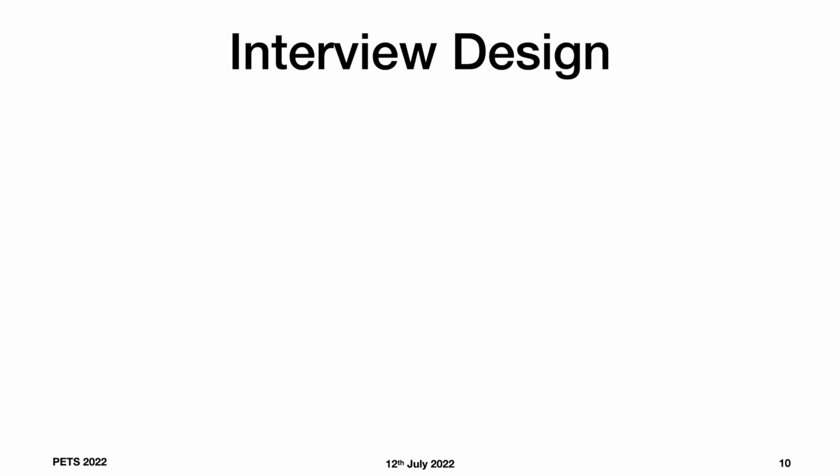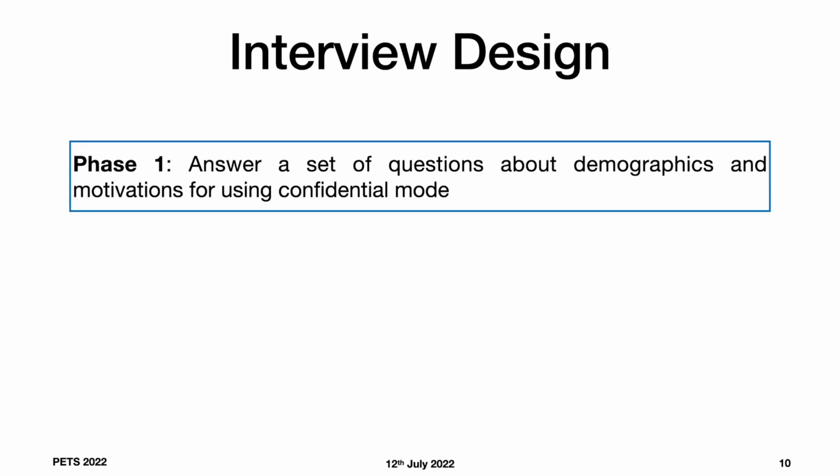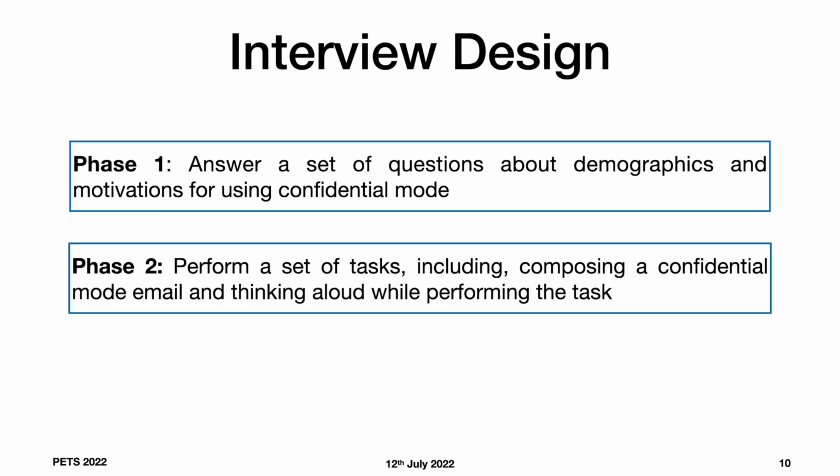The interview was divided into 3 parts. In phase 1 of the interview, the participants were asked a set of demographic questions and questions regarding their motivations for using confidential mode. In other words, whether they used it for specific people or for a particular content type and why they used it. Next, the participants performed a set of tasks including composing a confidential mode email and thinking aloud as they performed the task. We were interested in knowing what confidential mode meant to the participants, whether they confused it with encryption, and whether they understood the mode's features for achieving confidentiality.